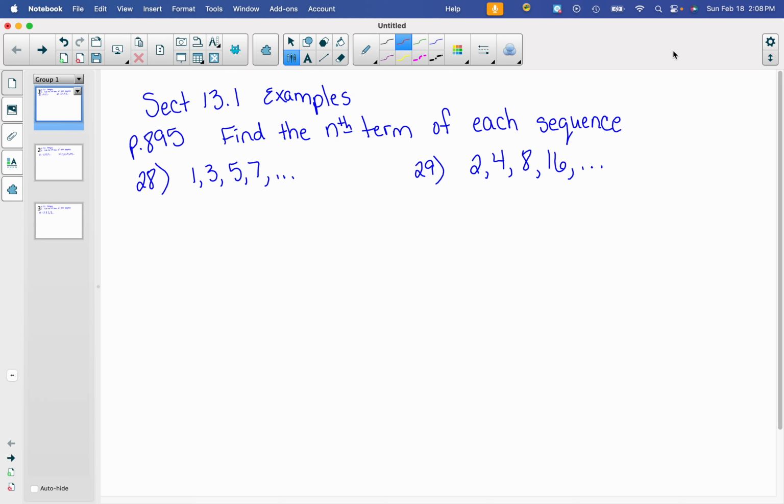Get some examples from your packet where you were given a rule, an a sub n or a formula, and you had to generate a list of terms. Now we're going the other way. We've got a list of terms, and we have to figure out the nth term. Anytime you're asked to figure out the nth term, you're really trying to figure out the rule for a sub n. So here's a strategy that you might want to try.